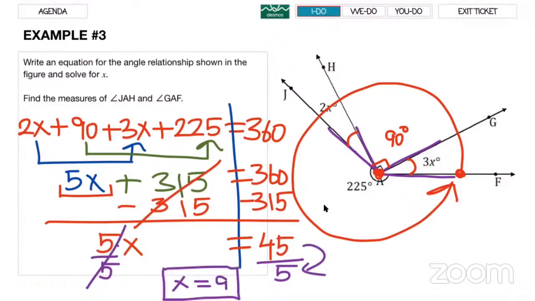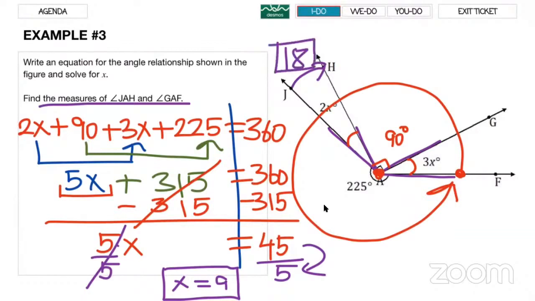Okay. But we haven't finished yet, because our question is to find the measures of JAH and GAF. So we know what x is equal to. I think we need to figure out what 2x is here. JAH is this angle, okay? Because it's 2x, you just need to multiply the value of x by 2. So that would become 18. And I got my first answer.